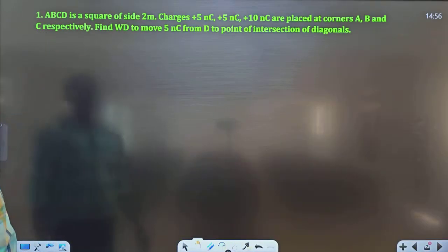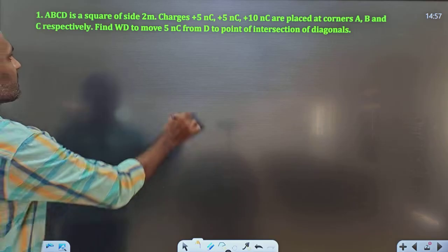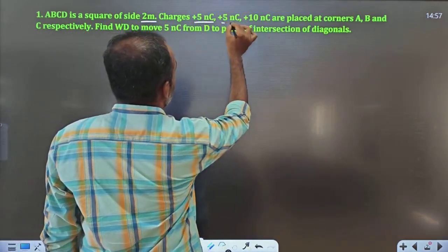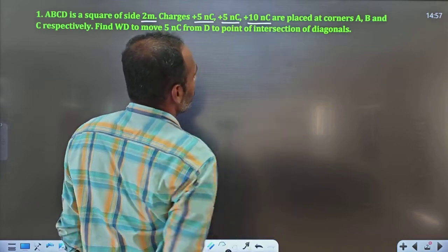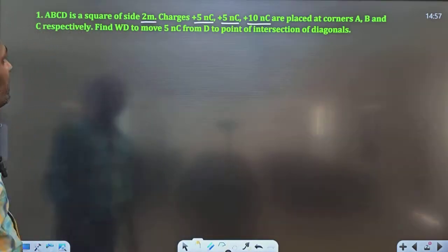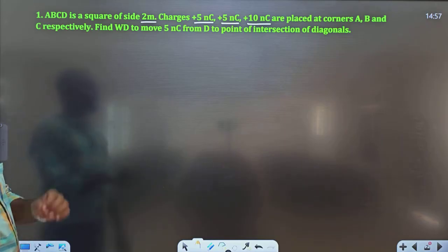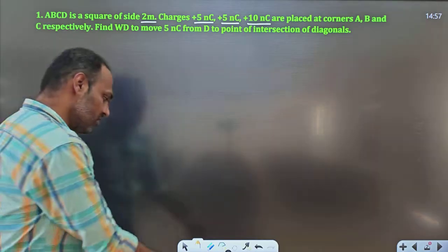Okay, first question. ABCD is a square of side 2 meter. Charges plus 5 nanocoulomb, plus 5 nanocoulomb and plus 10 nanocoulomb are placed at corners A, B and C respectively. Find work done to move 5 nanocoulomb charge from D to point of intersection of diagonals.